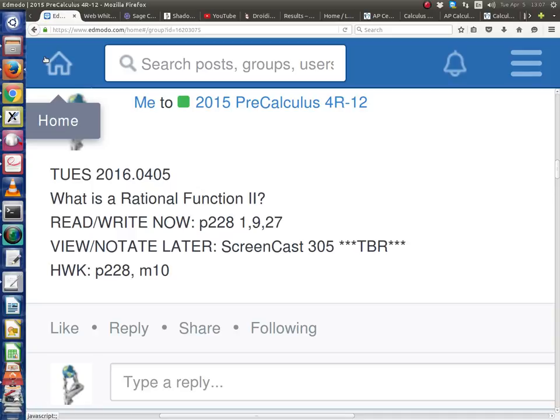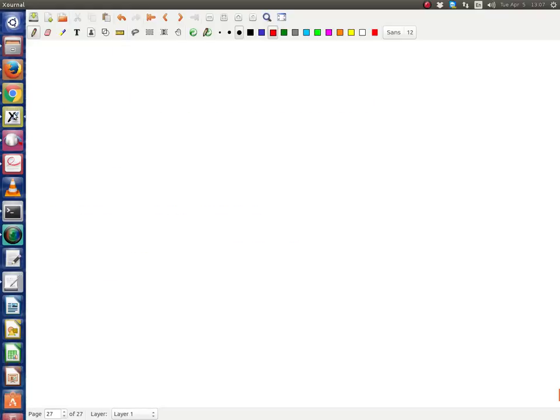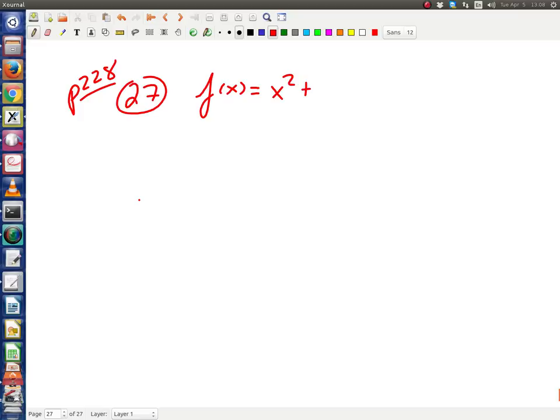So the homework tonight is page 228, multiples of 10. Here's an example of what we'll be doing there, okay? Let's say page 228, number 27, says to graph f of x equals x squared plus x minus 12 over x squared minus x minus 6. And it says step 1, use long division to figure out what the graph looks like.